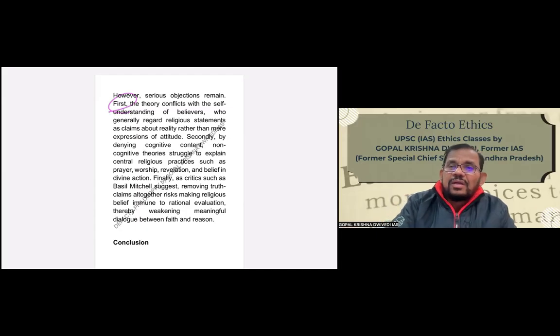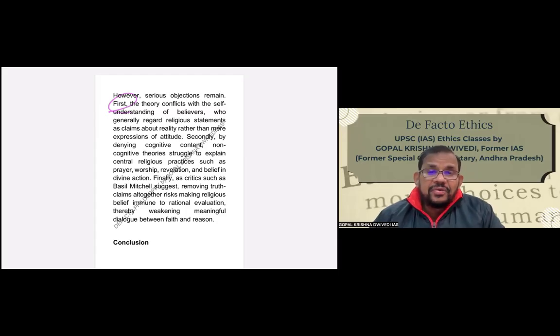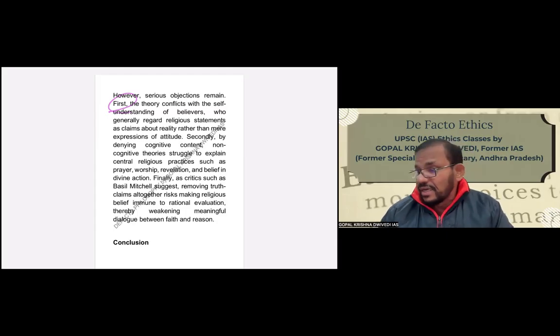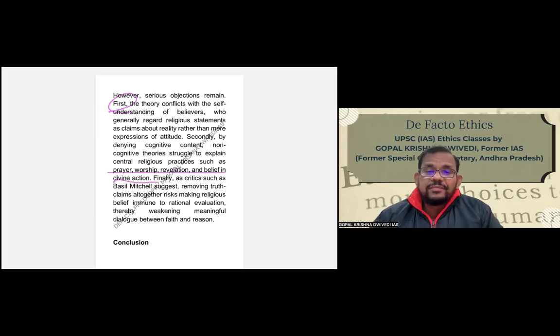It's only about usefulness. Now, second criticism: by denying cognitive content, non-cognitive theories struggle to explain central religious practices such as prayer, worship, revelation, and belief in divine action. So this is again very important, because non-cognitive theories cannot explain these things. Why should one pray then? Why should there be worship? Why revelation and belief in divine action? Because when it's not metaphysically true, then.